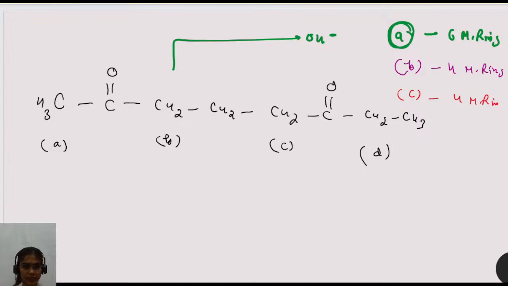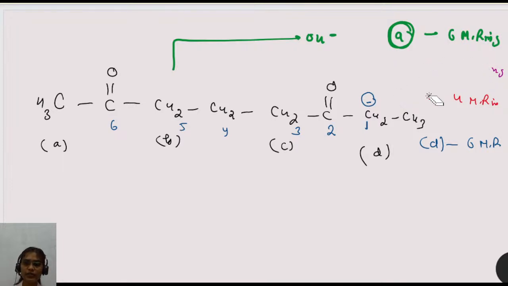D, that's the D part. So for the D part, this is my D. Let's count the number again: 1, 2, 3, 4, 5, and 6. Then for the D, we end up with a six member ring. So just by using this, I am now observing that you can go with A or you can go with D. Both can be feasible, but B and C are not possible.